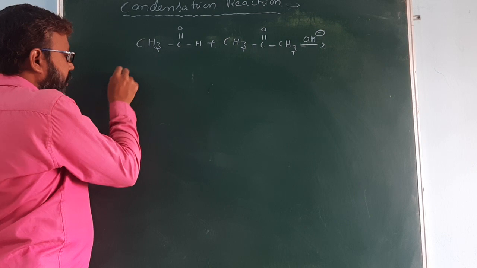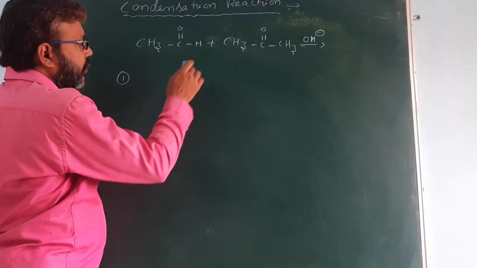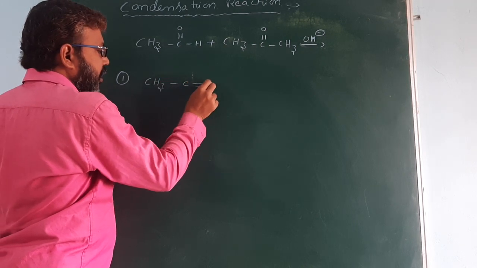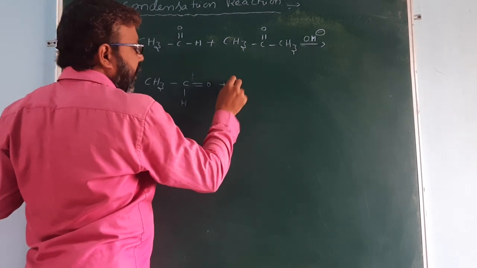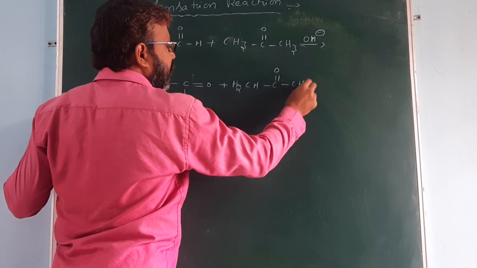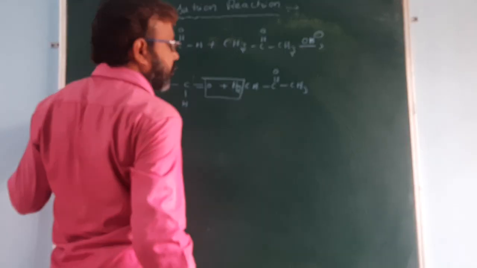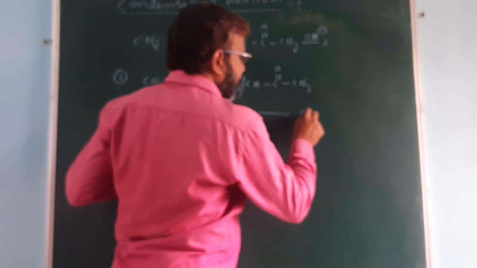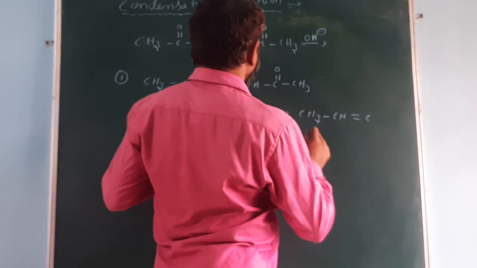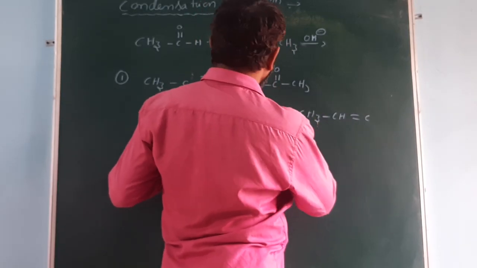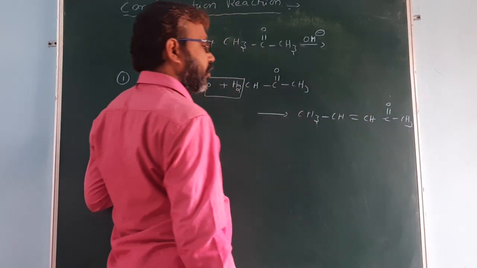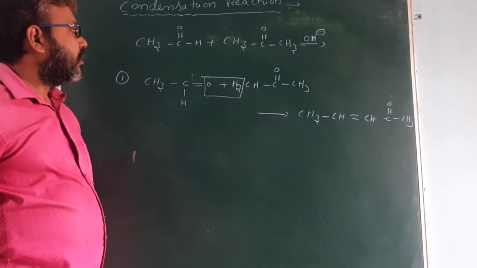So first step, already you know the reaction mechanism. Okay. So first step, CH3, C double bond OH reacts with H2, CH, C double bond O, CH3. Loss of water molecule. You get CH3, CH double bond C, CH, C double bond O, CH3. You get one product. Okay.